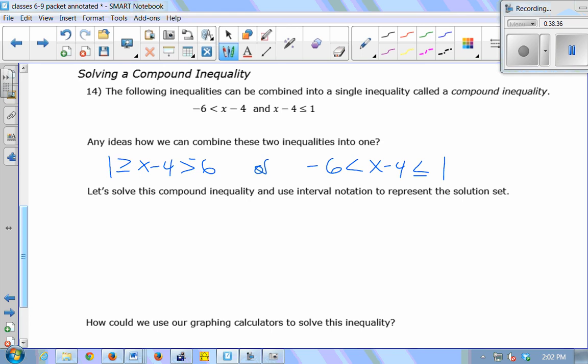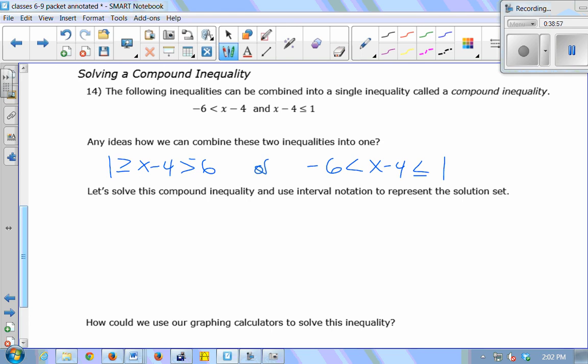It's kind of like a run-on sentence, right? So this is because when you first learn about equations and inequalities, you think of the equal sign or the greater than sign as the verb. So this is kind of like negative 6 is less than x minus 4 is less than 1. It's like a compound sentence.